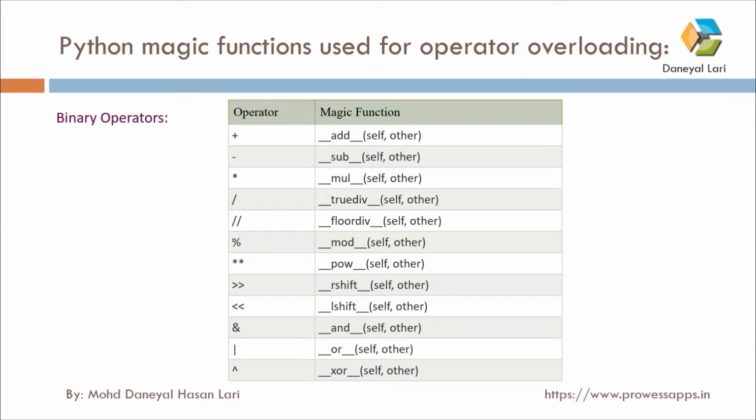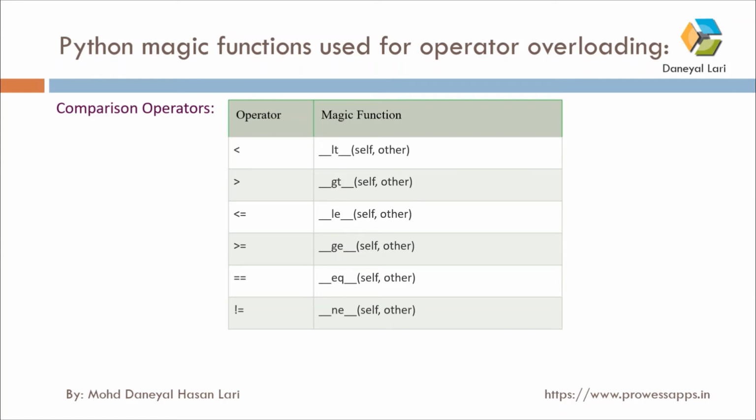Similarly, for subtraction, the minus operator, we use the magic function __sub__. If you want to overload any operator, you need to write these methods in your class. Similarly, for comparison operators, if you want to compare two objects, you have to overload the operator and implement these methods, that is __lt__ for the less than operator and __gt__ for the greater than operator.